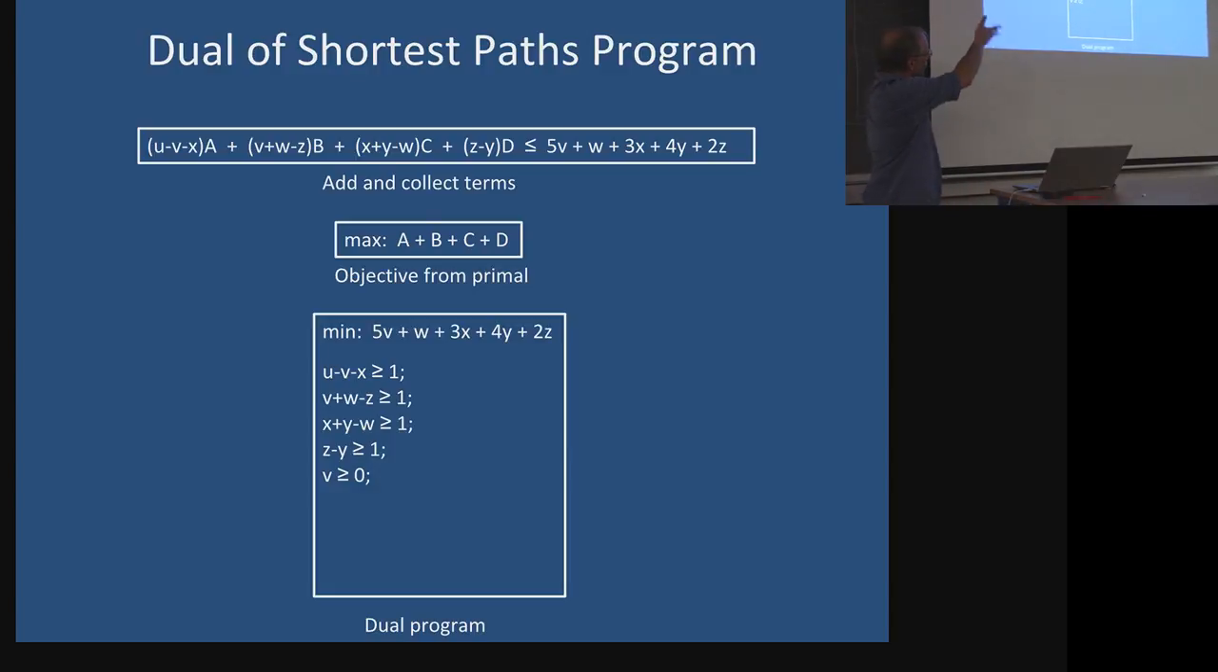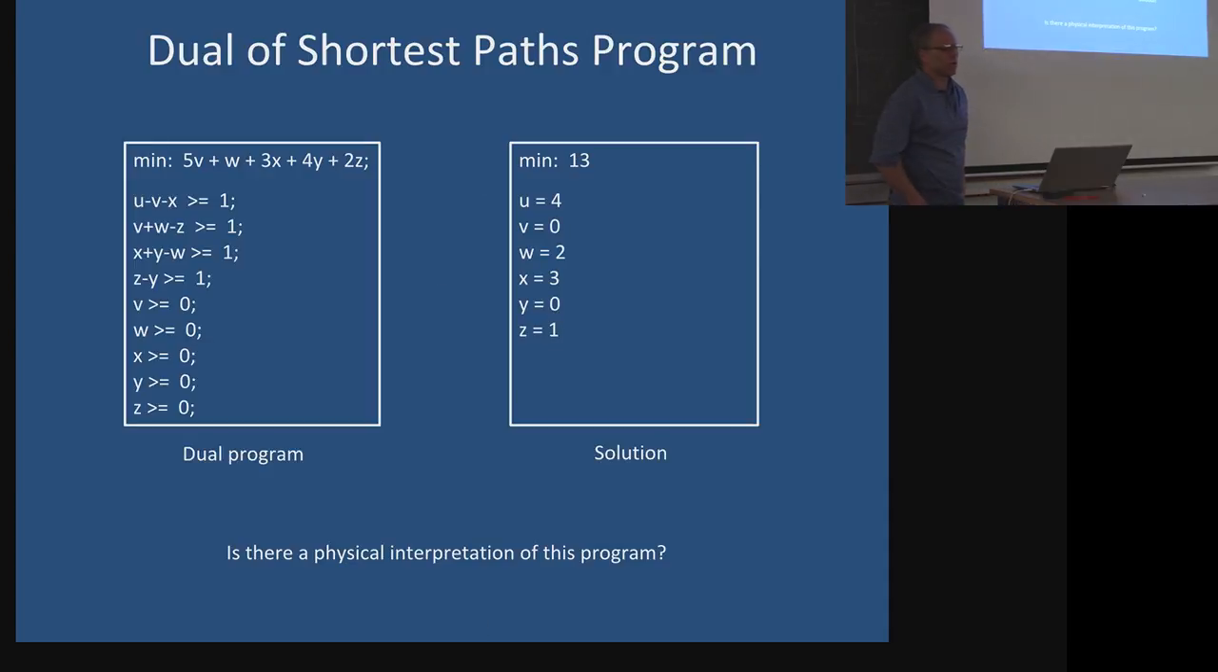In the standard form, instead of putting equalities, we make it an inequality. We could have left it as equals, but that's just the version we see. So there's our program. And if you run it and solve it, that's what you get. You get the minimum is 13, and you get values for u, v, w, x, y, and z that minimize.